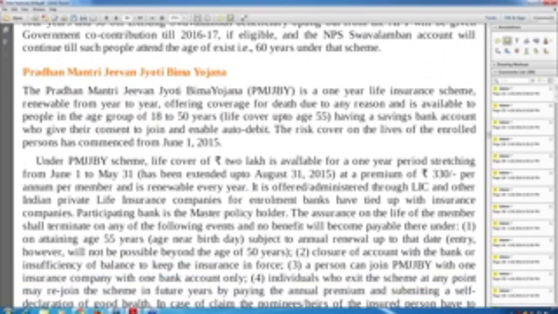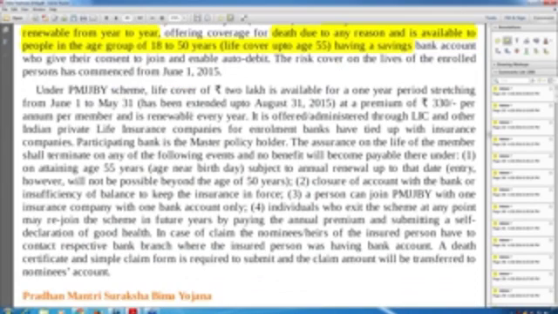Let's move to Pradhan Mantri Jeevan Jyoti Bima Yojana. It is a 1-year life insurance scheme, renewable from year to year. Every year you need to pay this. It gives coverage for death due to any reason and is available in the age group of 18 to 50 years. The life cover is 2 lakh and the premium is 330. Not required to go into detail. It is offered or administered through LIC. That is enough. These are all factual.